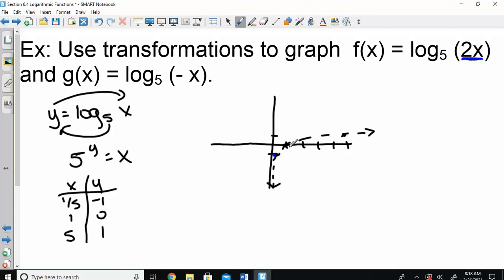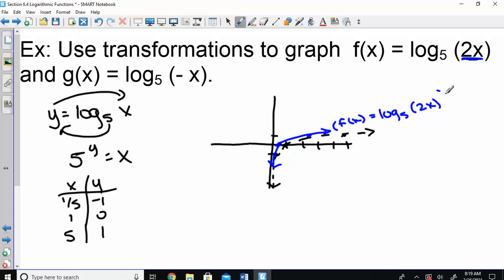My graph isn't hardly big enough to put that in there. This was (1, 0), so if you divide that by 2, it's (1/2, 0). This was (5, 1), so if you divide the 5 by 2, you get (2.5, 1). What this does is just horizontally shrink my graph. You just took it and squeezed it in. So that's my log base 5 of 2x.